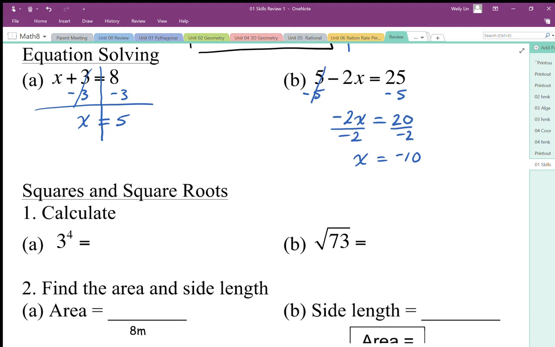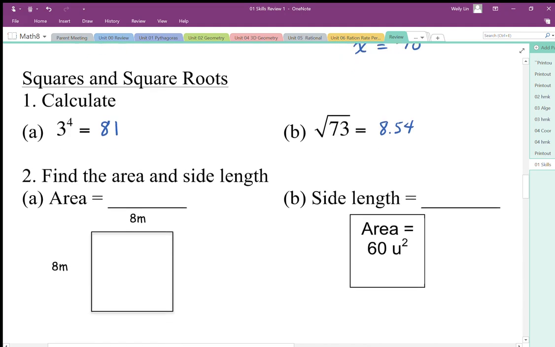So same thing happens here. Repeated multiplication is not the same as multiplication. So if I do 3 to the power 4 using my power button, I get 81. Square roots are to do with powers. Okay, they're the opposite of power squared, or square power. And if I put this into my calculator, I get 8.54.